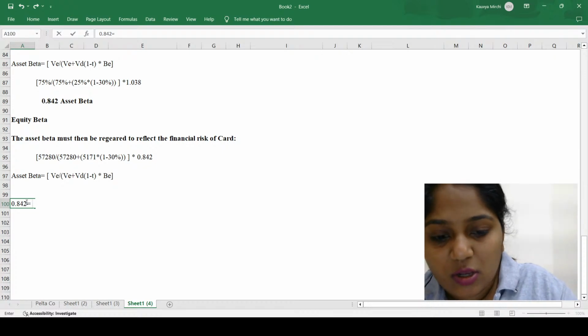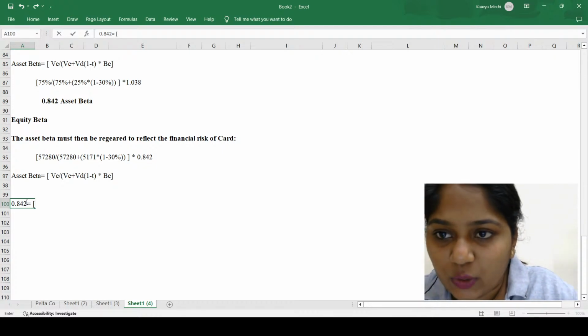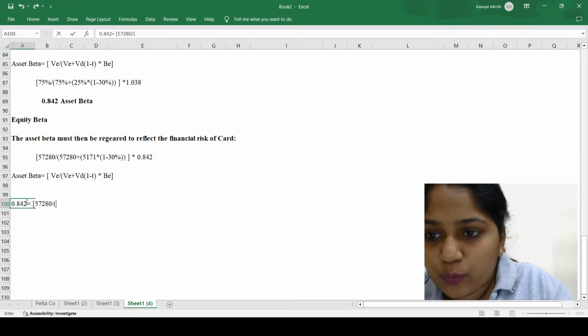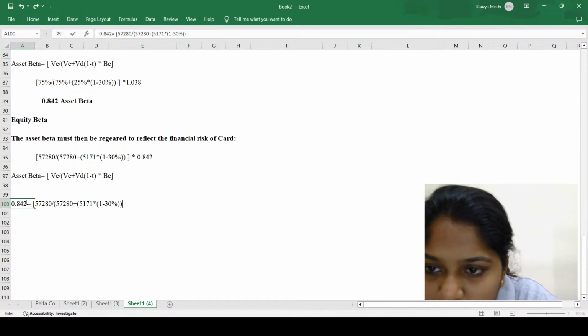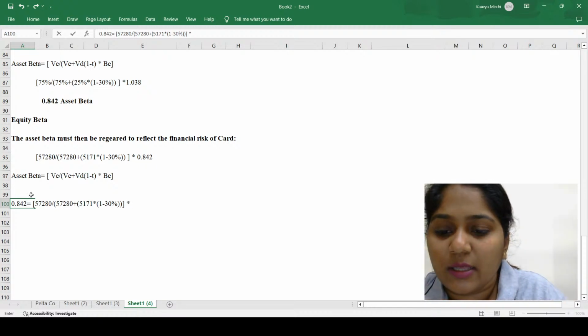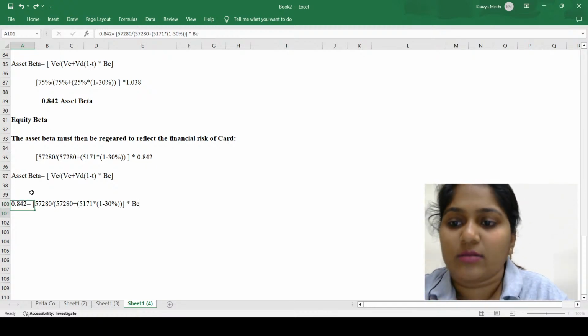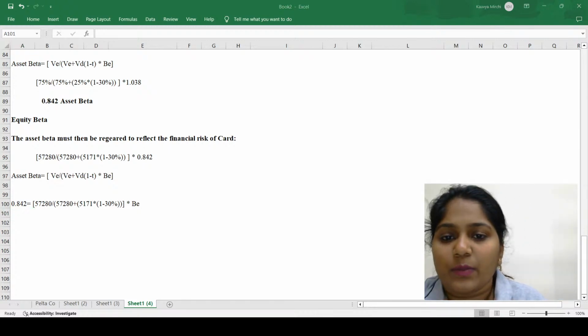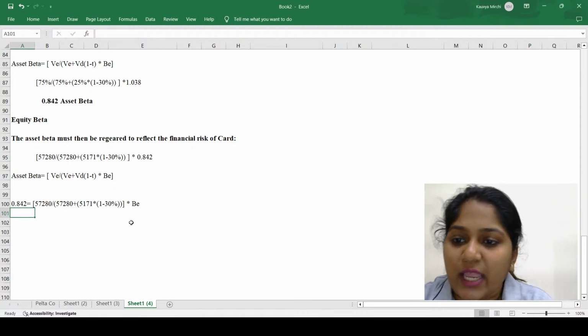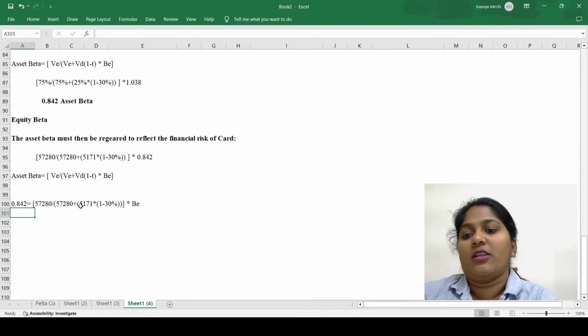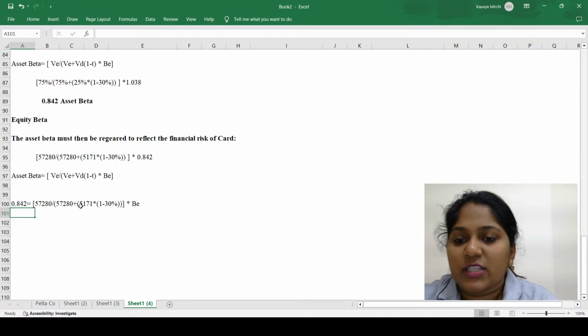Right? This is equal to, open the bracket, weight of equity would be how much? Weight of equity would be 57,280. Yeah. So that divided by, open the bracket, 57,280 plus, open the bracket, 5171 multiplied with, open the bracket, 1 minus tax rate, which is 30 percent, close the bracket, and in the bigger bracket, multiplied with the x value, that is the equity beta. I should find out the equity beta. So if I have to find the equity beta, I'll move this to that side. What I have to do is multiply whatever is in the denominator and divide by whatever is in the numerator.